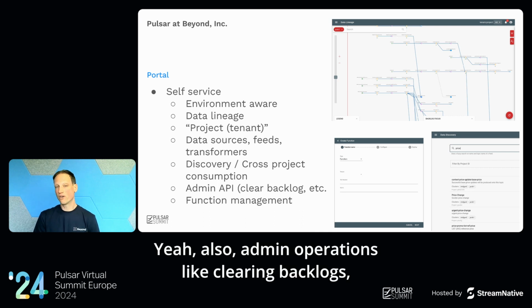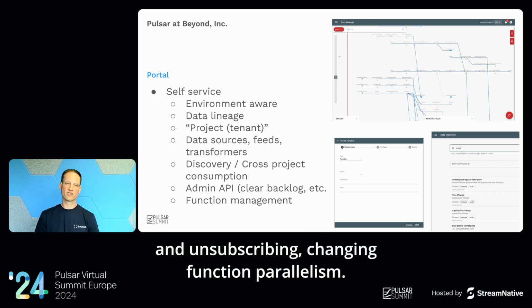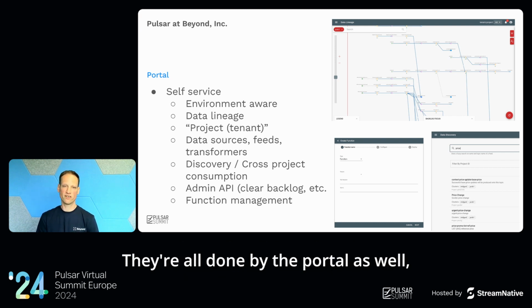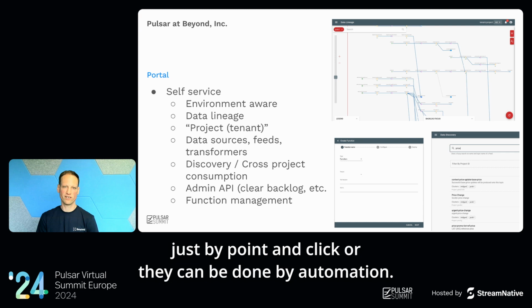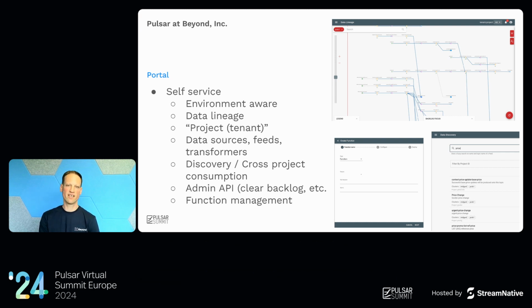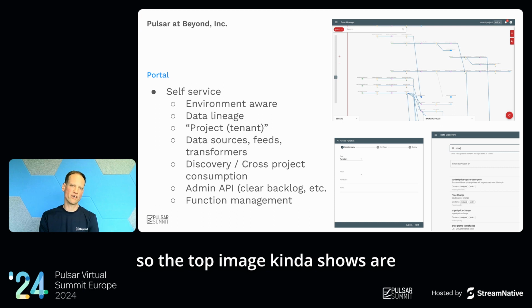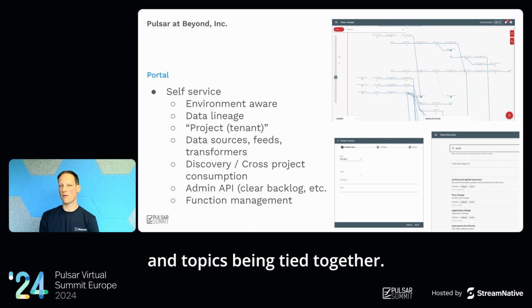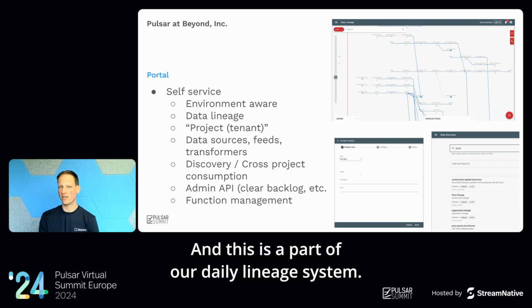Also admin operations like clearing backlogs, unsubscribing, changing function parallelism. They're all done via the portal as well, just by point and click, or they can be done by automation either. Functions are managed, so the top image shows a graph representing functions and topics being tied together, and this is part of our data lineage system.